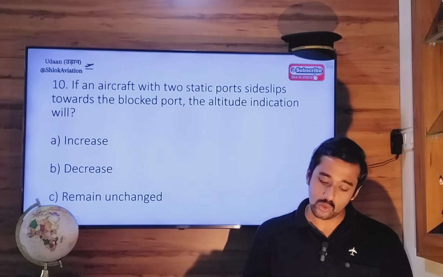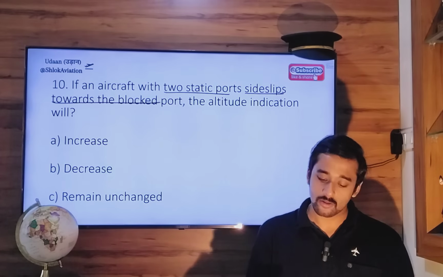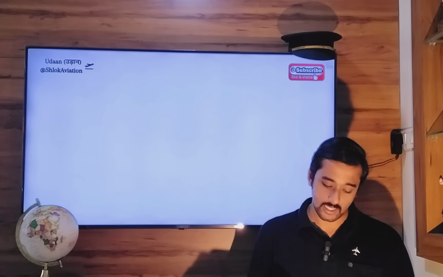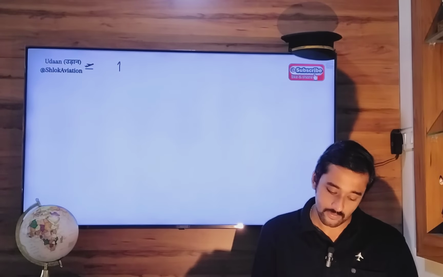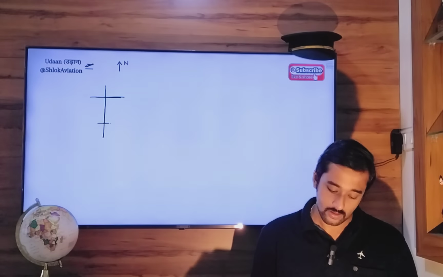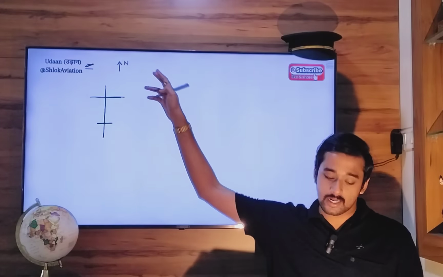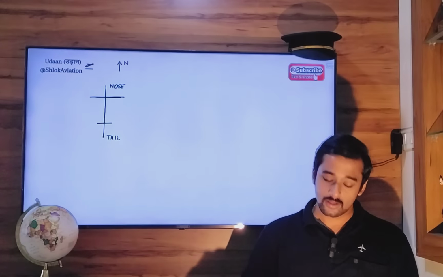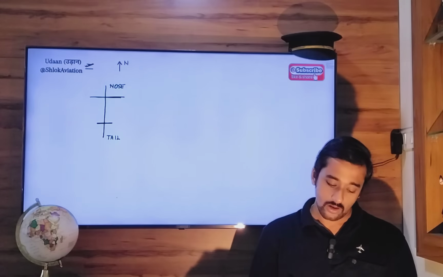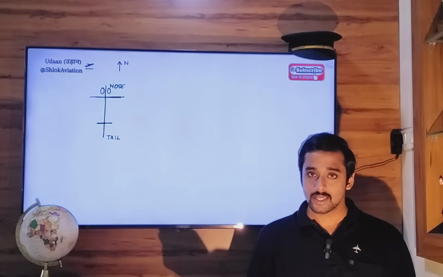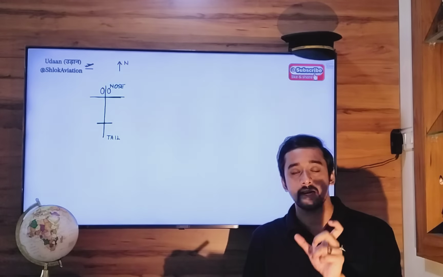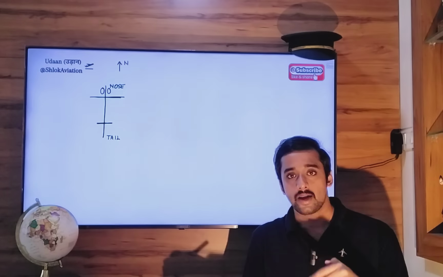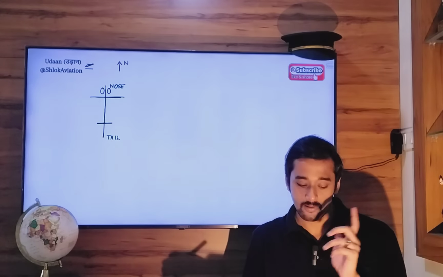Question 10. If an aircraft with two static ports side slips towards the blocked port, what will be the altitude indication? All aircraft have two static ports. Let's say this is your north datum and this aircraft is flying north. This is the nose of your aircraft and this is the tail section. Now this aircraft will have two static ports, one on each side of the fuselage. This is done in order to have correct static pressure registered in the pressure system and in turn get correct altitude indication.